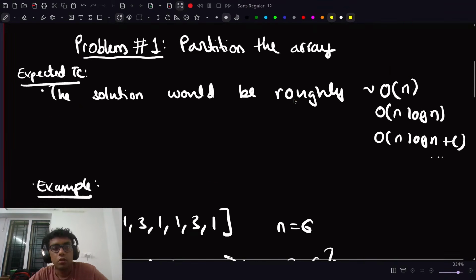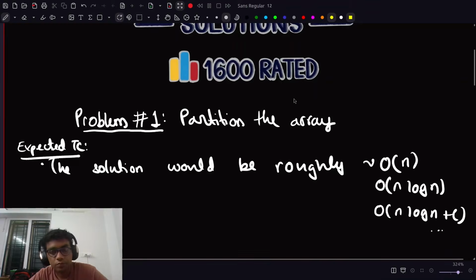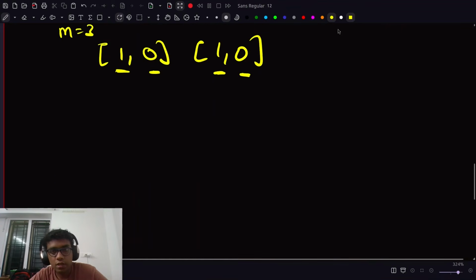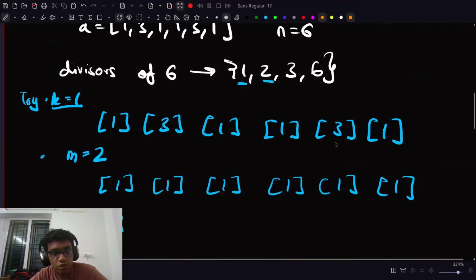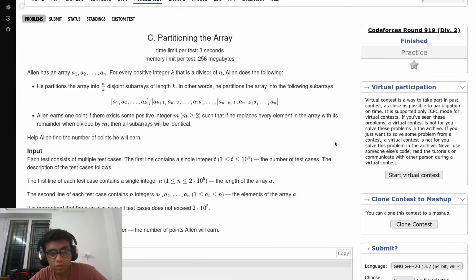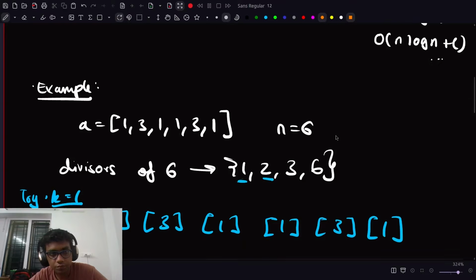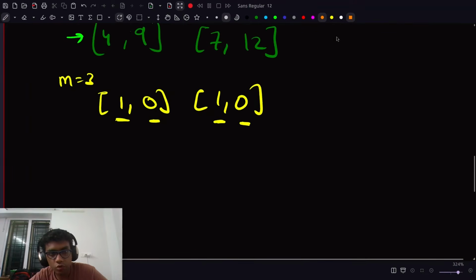Okay. Now, how do we approach this problem? You should already be getting some ideas that this problem is going to use some number theory ideas, maybe some GCD ideas, because it involves divisors, right? And modulo. So let's have a look at it.